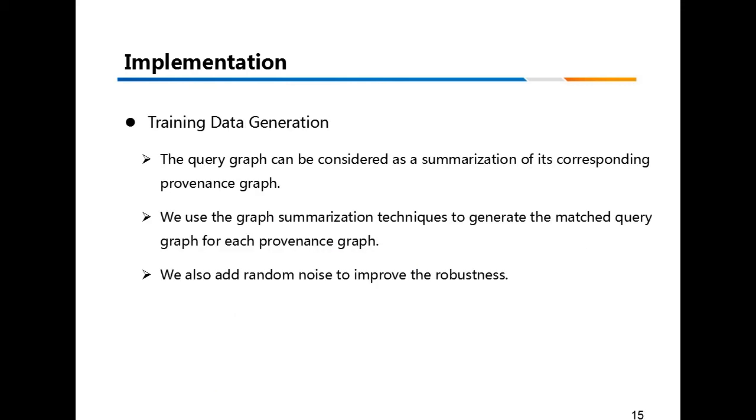Next, we generate the training samples for learning our model. The query graph can be considered as a summarization of its corresponding provenance graph. Therefore, we use graph summarization techniques to generate the matched query graph for each provenance graph. We also add random noise to improve the robustness. The details are illustrated in the paper.